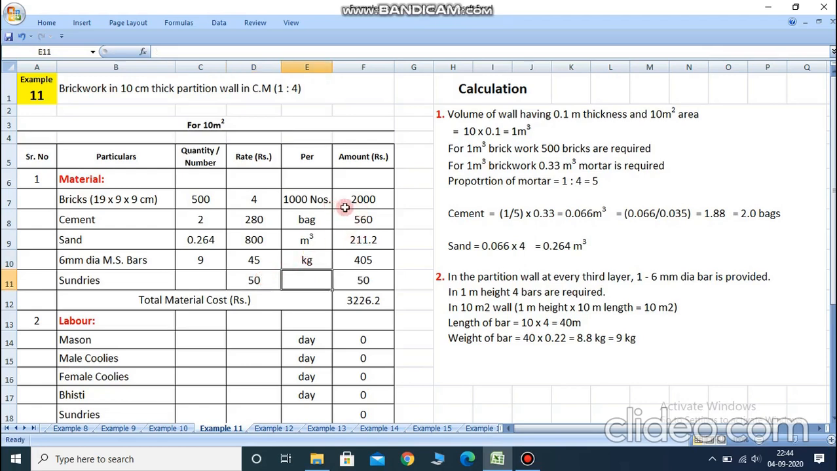Now the material cost: the brick cost is 2000, the multiplication of 500 by 4. Then the cement cost is 2 multiplied by 280, which is 560. Sand is 0.264 multiplied by 800, so 211.2. The 6 mm diameter mild steel bar is 9 multiplied by 45, so 405, and 50 rupees as sundries. The summation of all the materials gives a total material cost of 3226.2 rupees.